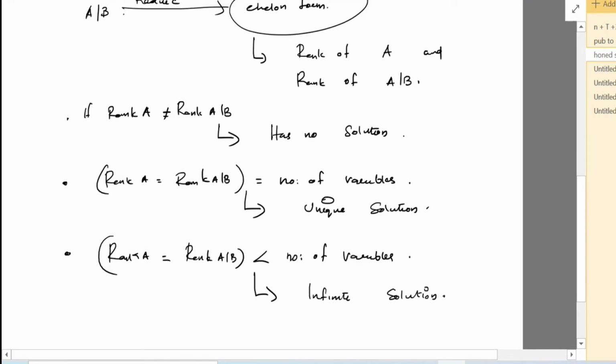So these are the three possible cases for a non-homogeneous system of linear equations. What are the three cases? It may have a unique solution, it may have infinite solutions, or it may have no solution at all. If the rank of A is not equal to the rank of AB, the system has no solution. If the rank of A equals the rank of AB, which is the same as the number of variables, then it has a unique solution. And if the rank of A equals the rank of AB, but it is less than the number of variables, then the given system has infinitely many solutions. So we can move on to an example.